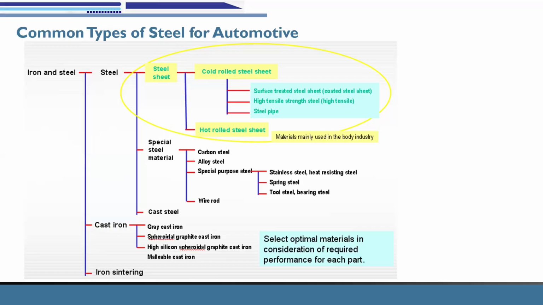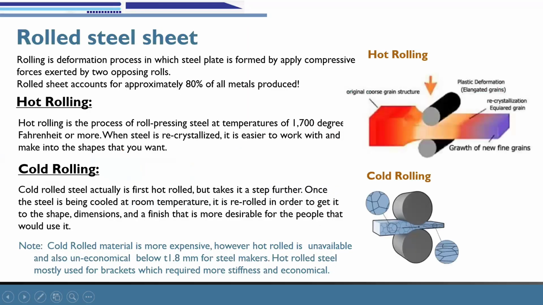Based on the manufacturability, steel sheets will be produced in two different classifications: the cold rolled sheet and the hot rolled sheet. These are the major raw materials we use in the automotive industry. Based on the manufacturability, this is classified into two types.